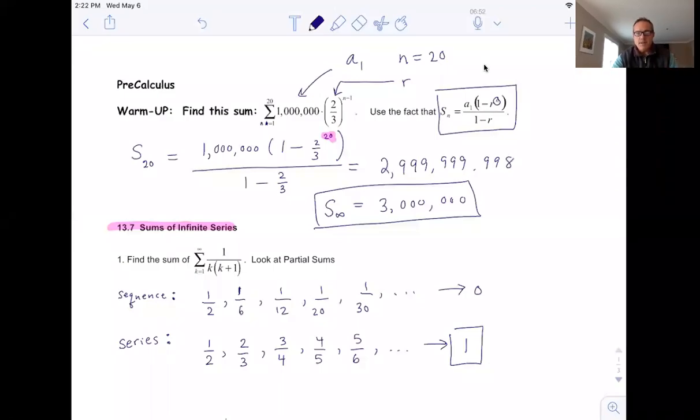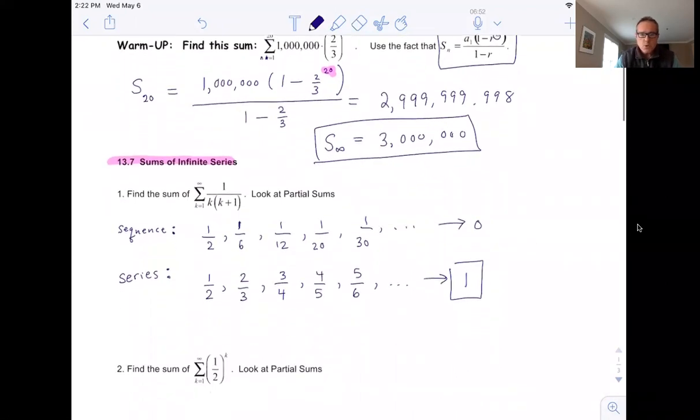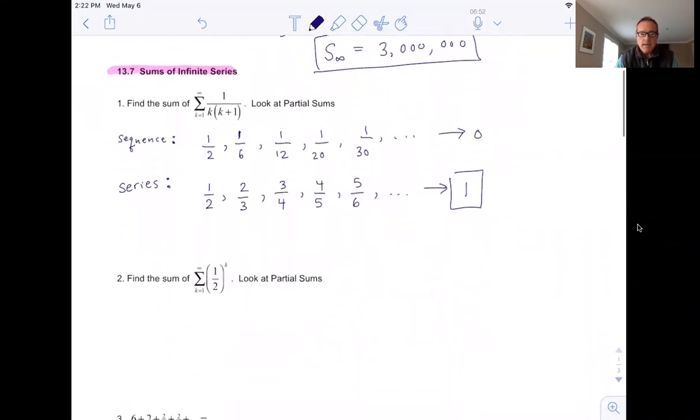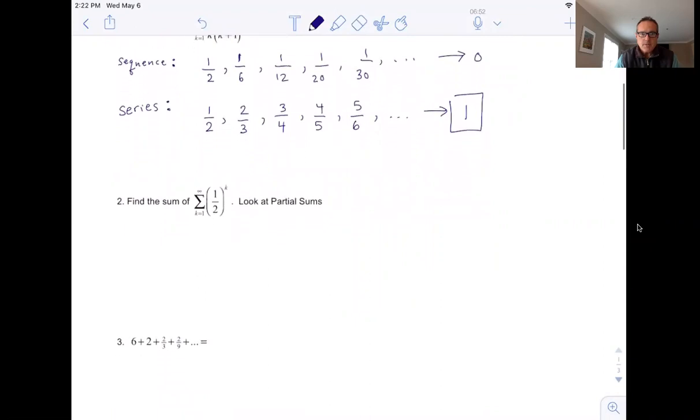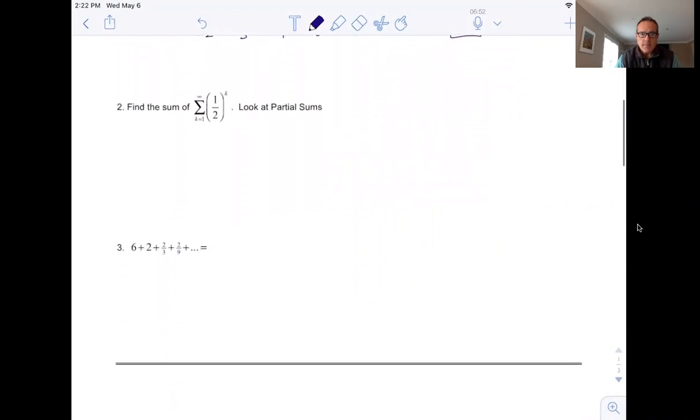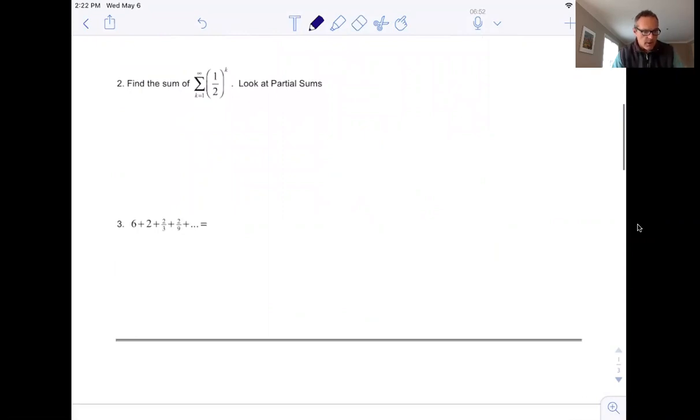All right, it's Mr. Collins here, doing a series of videos on sums of infinite series, and we looked at the warm-up and the first problem on this handout. Again, the handout you can get from Schoology, and just keep in mind you can pause the recording, fast forward, rewind, whatever you need to do to catch up and see what's going on.